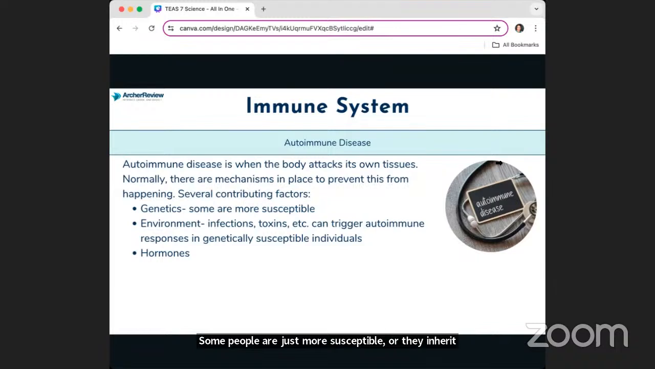The environment. You can get infections from the environment. The environment has toxins. There's so many things in our environment that can trigger an autoimmune response, typically in people who are already genetically predisposed. And then finally, hormones. Hormones that are not being regulated properly trigger an autoimmune disease to pop up in some individuals.